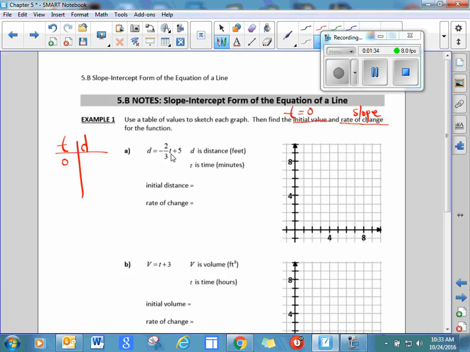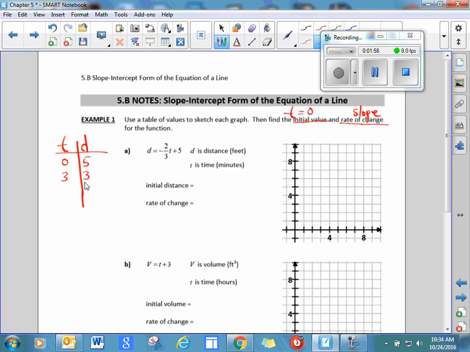So when I plug in 0 for t, it cancels out that whole -2/3. So our distance is 5. The next point I'm going to pick is going to be something that's going to cancel with this 3 in the denominator. So I am going to pick 3. And when I multiply -2/3 times 3 over 1, I get -2 plus 5, and the distance becomes +3.